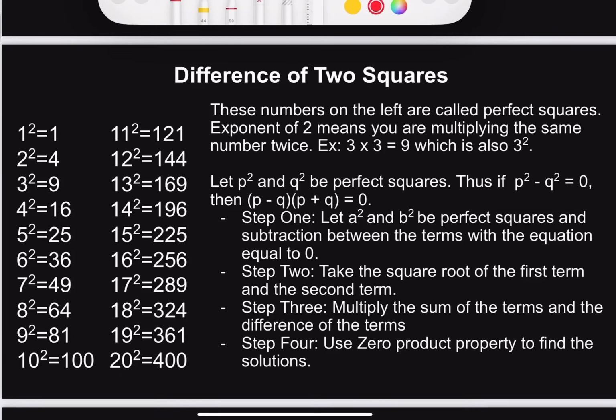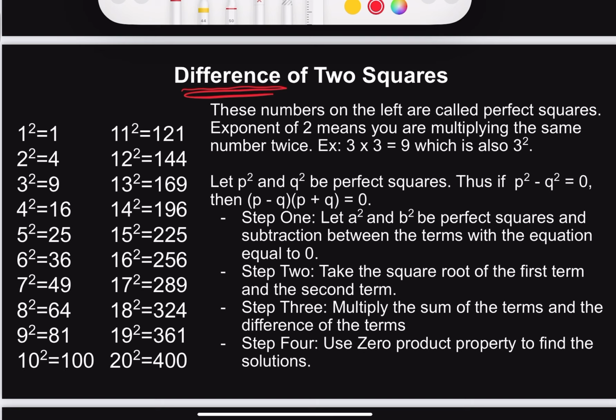The next type of quadratic trinomial we will encounter is known as the difference of perfect squares, the difference of two squares. This will be a quadratic trinomial that consists of the x squared term and a constant. And the word difference means subtraction. So it must be subtracting in between the two terms.